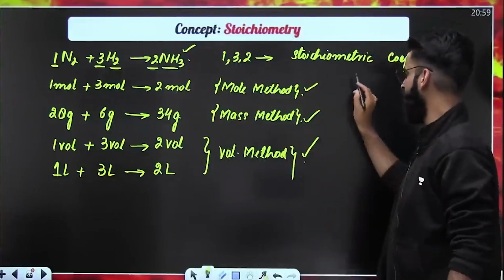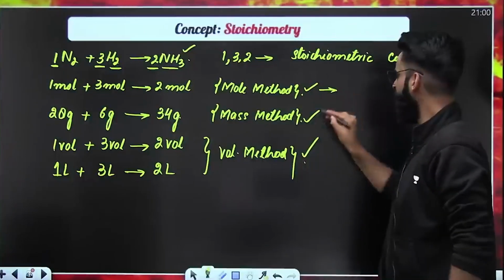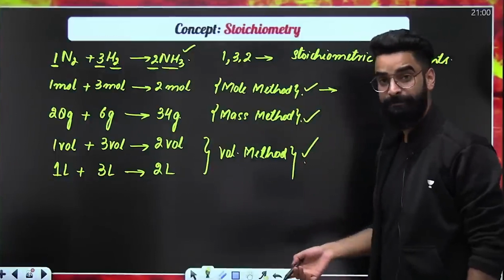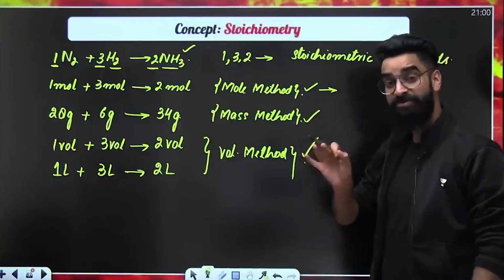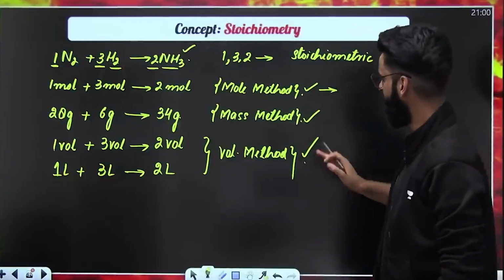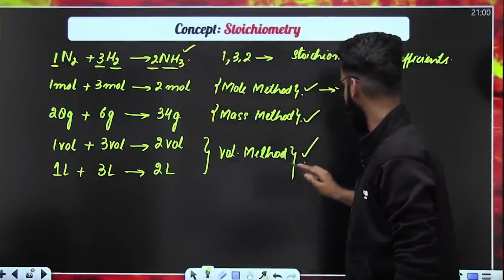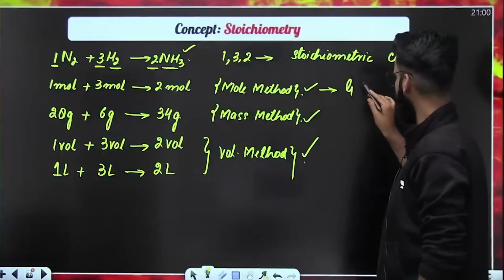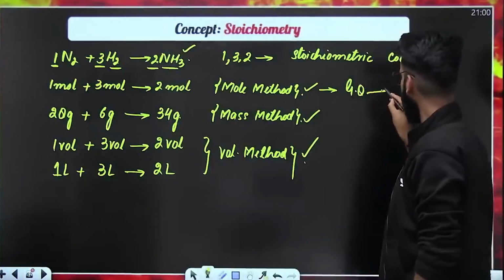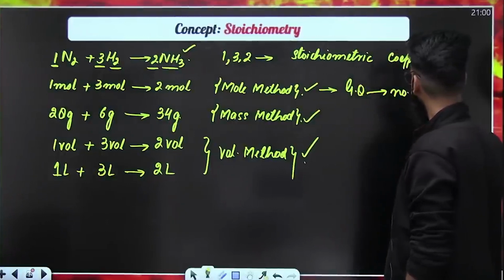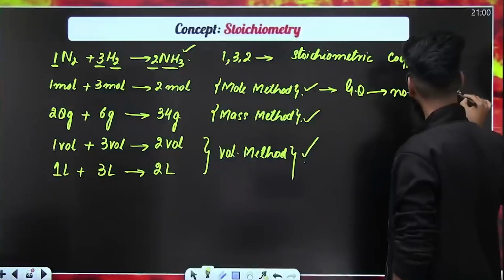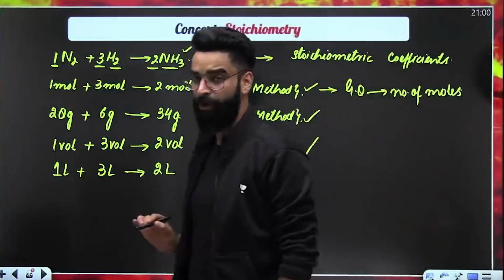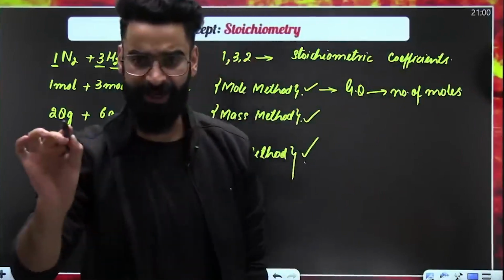But one thing which I would want you guys to remember: whenever we use the mole method in questions, the first step will always be to balance the reaction. The second step will always be to convert the given quantity into moles. This will always be our second step in the mole method. When we use the mole method, my first step will be to balance the reaction.